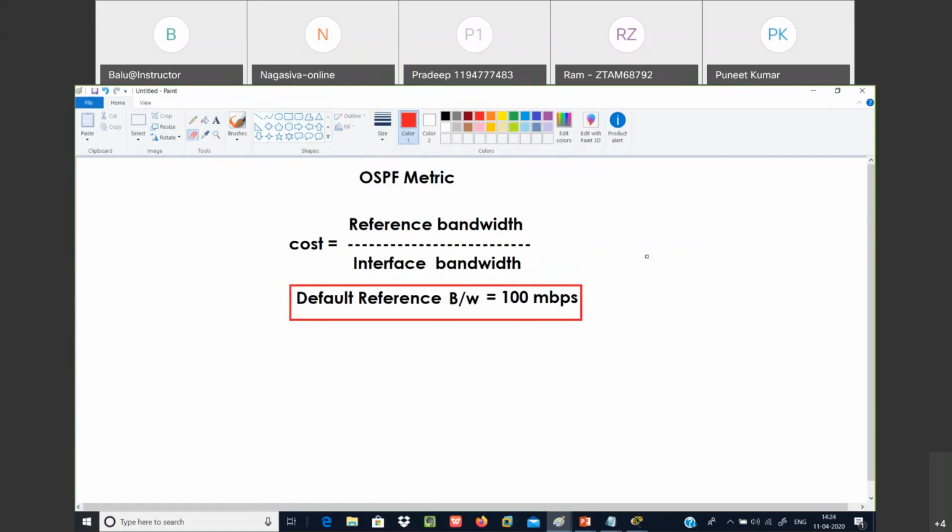So let me repeat once again. What is the cost formula? Reference bandwidth by interface bandwidth. And the reference bandwidth is what? 100 Mbps.